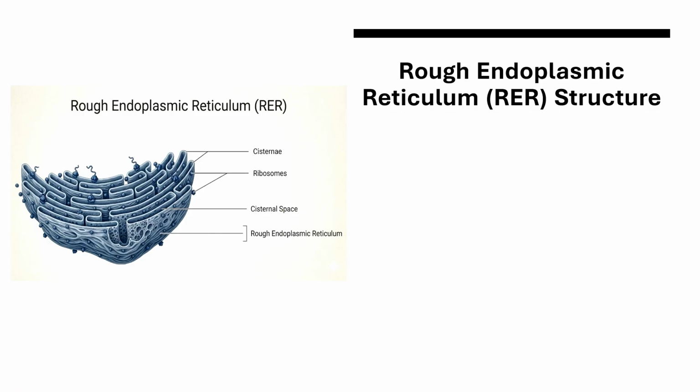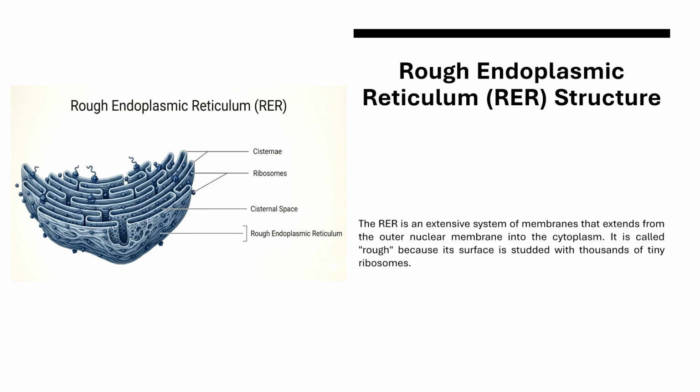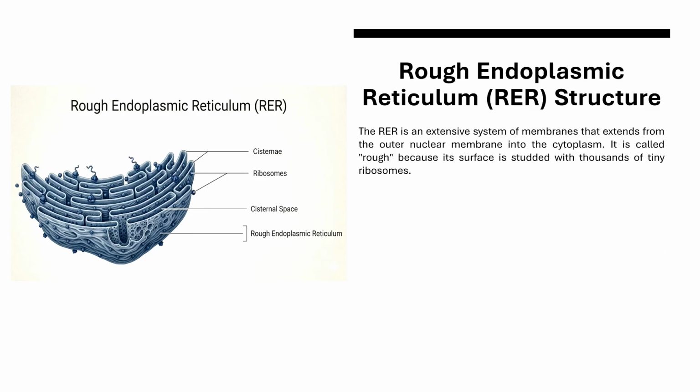So, the highway of the cell, that is the rough endoplasmic reticulum. Now that we have met the ribosomes, let's look briefly at the main workstation, the rough endoplasmic reticulum (RER). This is an extensive system of membranes which stretches out from the nucleus like a complex highway system filling much of the cytoplasm.